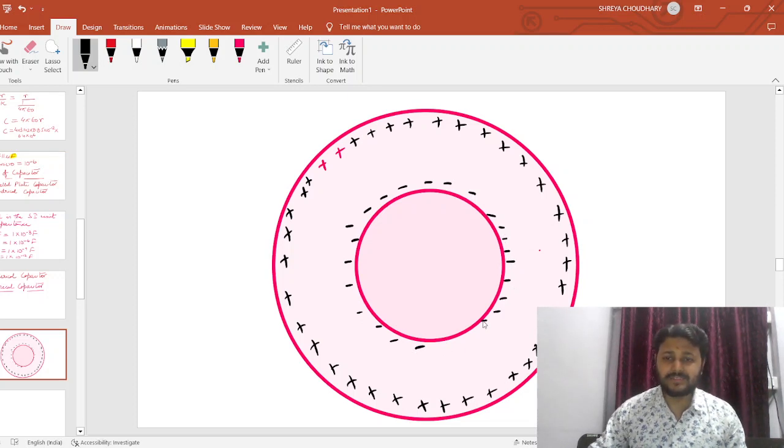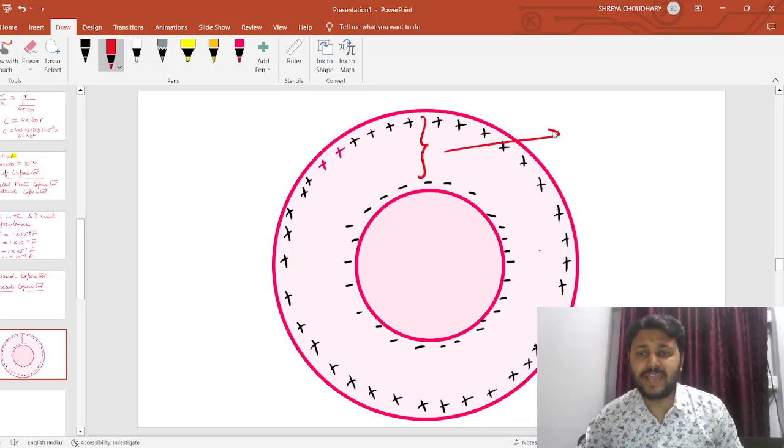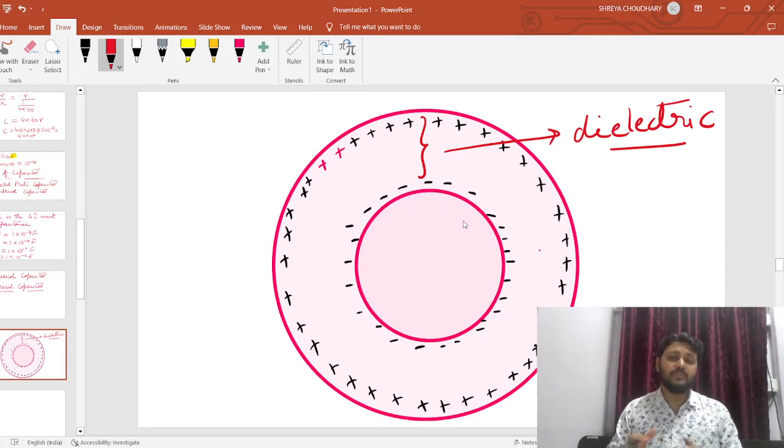Now you might ask, sir, what lies in between these positive and negative charges? This is your dielectric. So what do you mean by dielectric? Dielectric is such a medium which will not conduct by itself, in the presence of an electric field, or conduct the current, but it will help in the induction of charges.